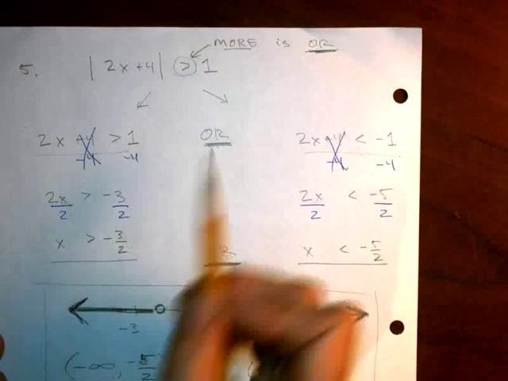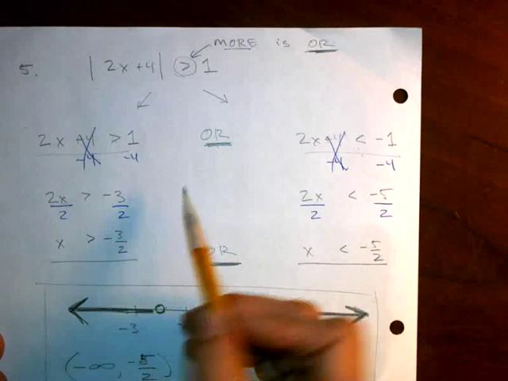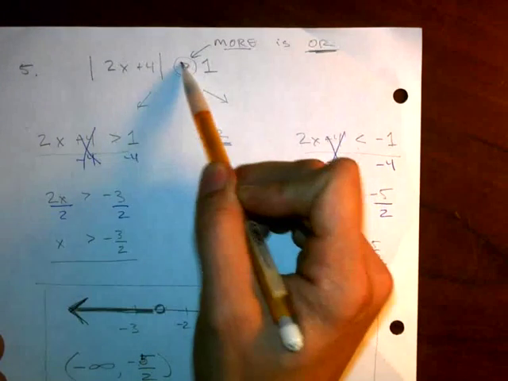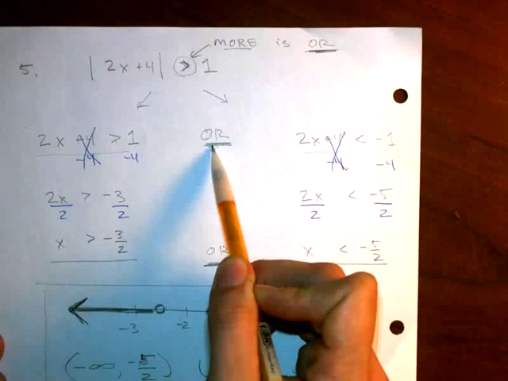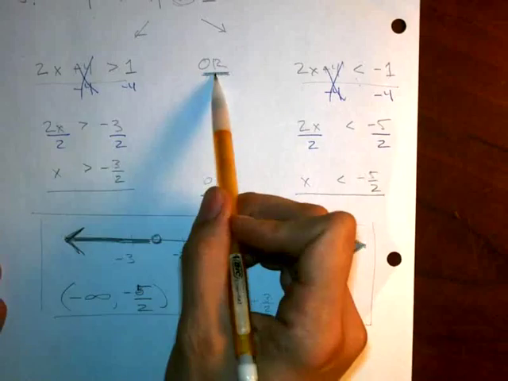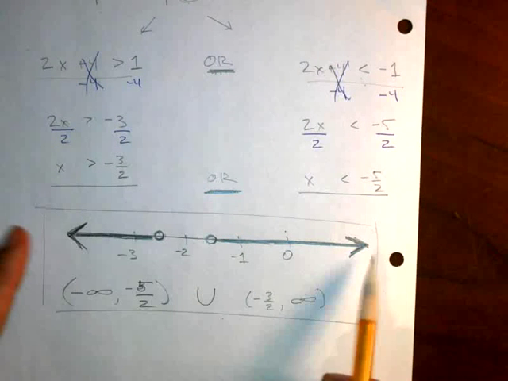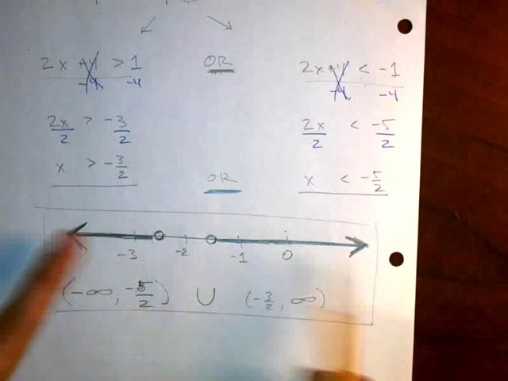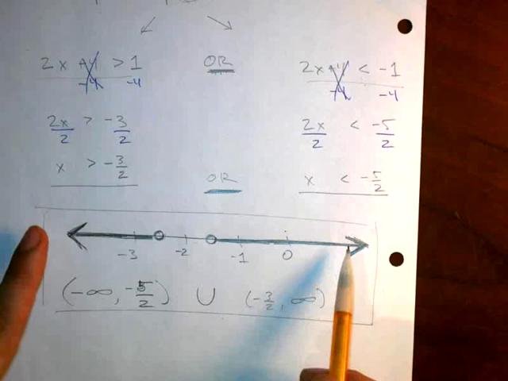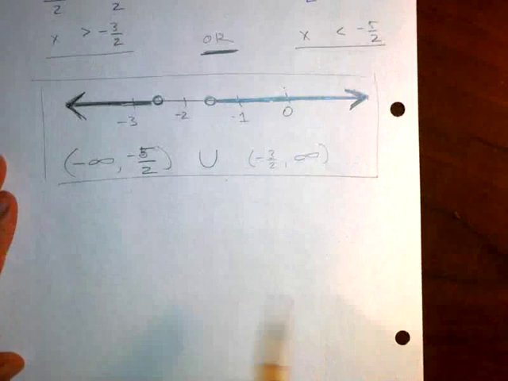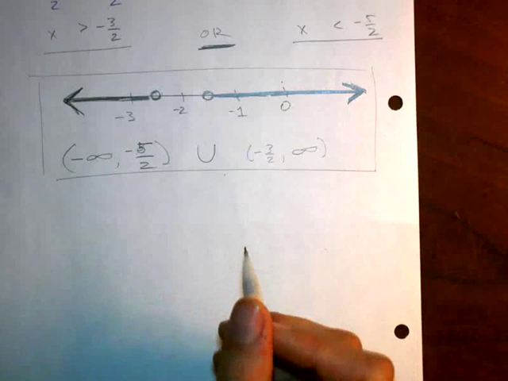So remember this. We only split it into two equations when there is an absolute value. We don't split it into two equations when there's no absolute value. And because there is a greater than sign, we're going to end up with an or. And whenever we're solving ors, we end up with the arrows that point out in opposite directions. So we always end up with something that looks like that.